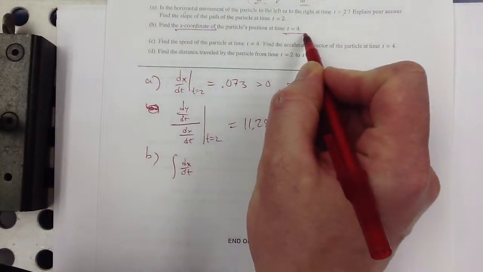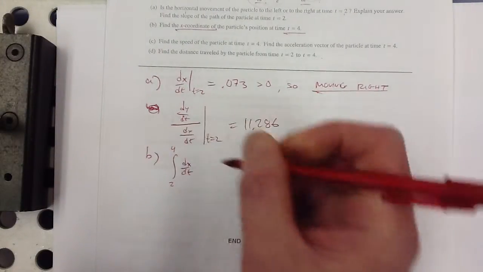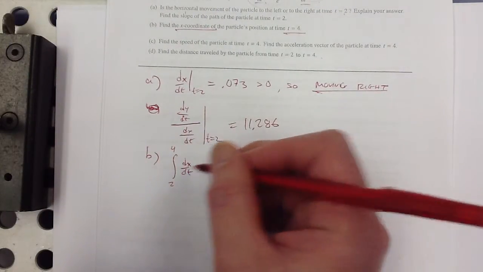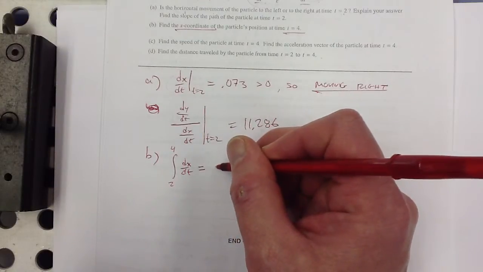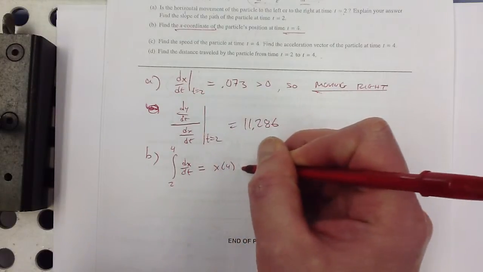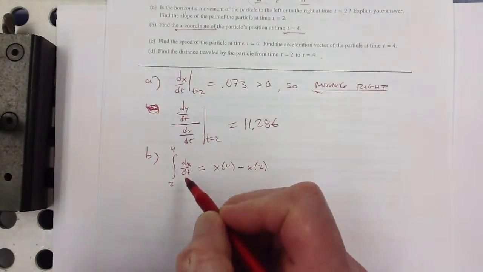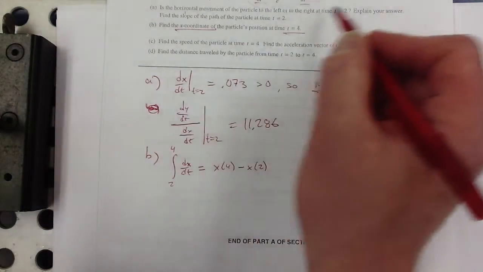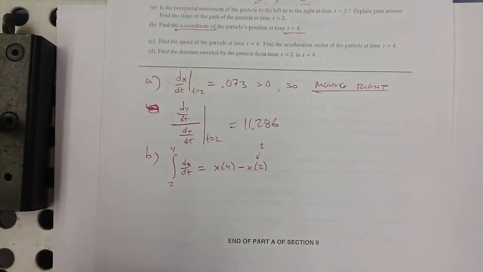And if I want it at time 4, the time that I know about is time 2. So that's what I know about, and that's what I want. And that antiderivative is going to give me the position at 4 minus the position at 2. And I know the x position at 2 is 1. So this is equal to 1.